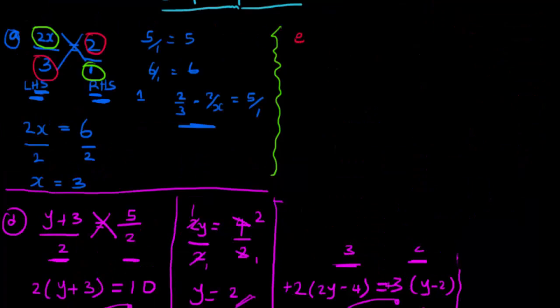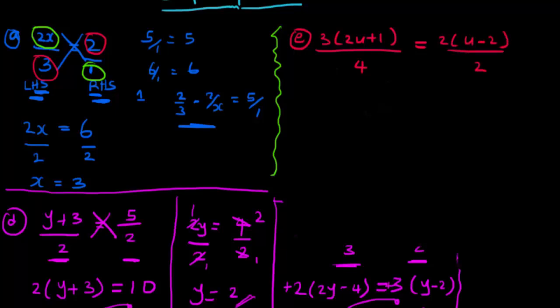So I have 3 into brackets (2u plus 1) all over 4 equals 2 into bracket (u minus 2) all over 2. Now before you cross multiply, you have to open the bracket first. So let's open the bracket. 3 times 2u is 6u. 3 times 1 is plus 3 all over 4 equals 2 times u is 2u. Now we have plus times minus minus. 2 times 2 is 4 all over 2.